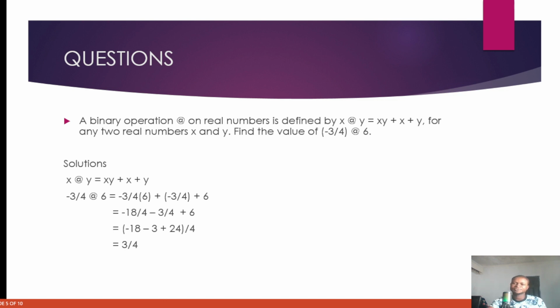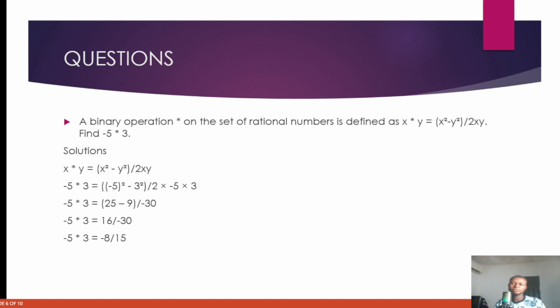So let's check this. Now you can see that we have a different operation that has come to play, a binary operation. So we have a question like this: a binary operation star on the set of real numbers is defined as x star y, which is equal to x squared minus y squared, whole over 2xy. We are asked to find the value of minus 5 star 3.